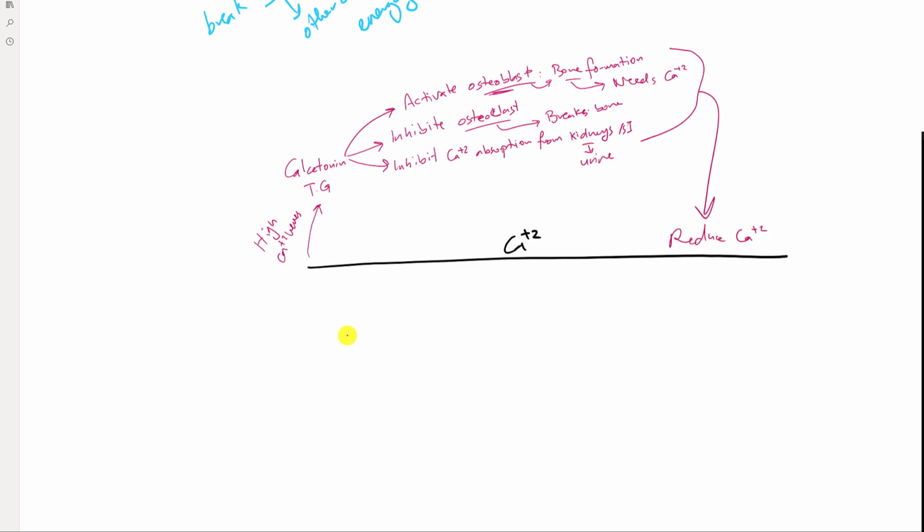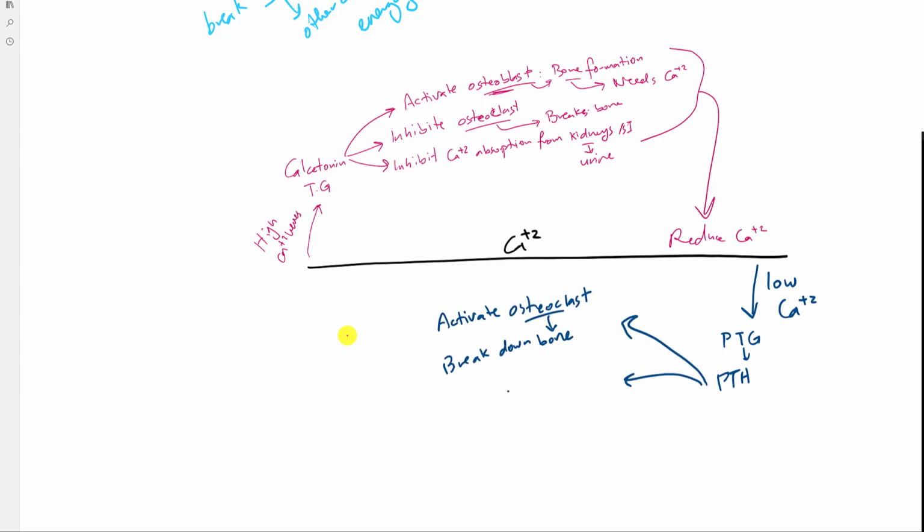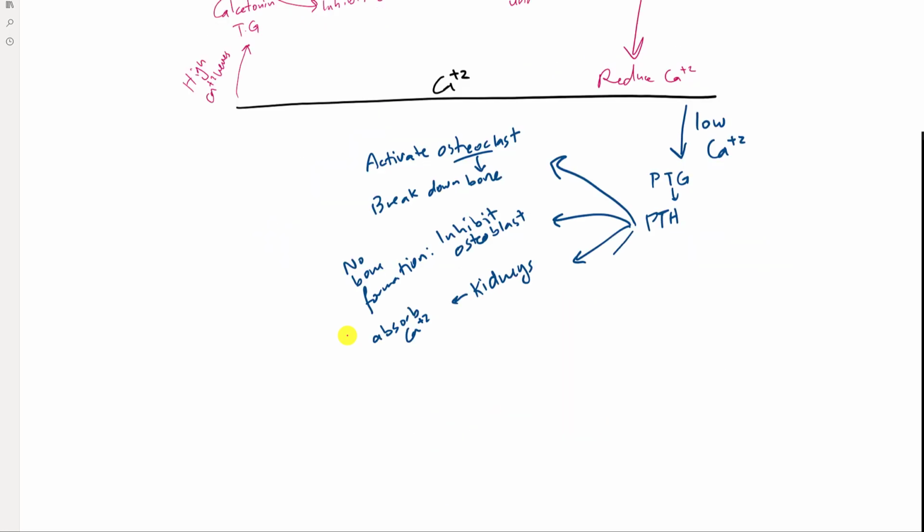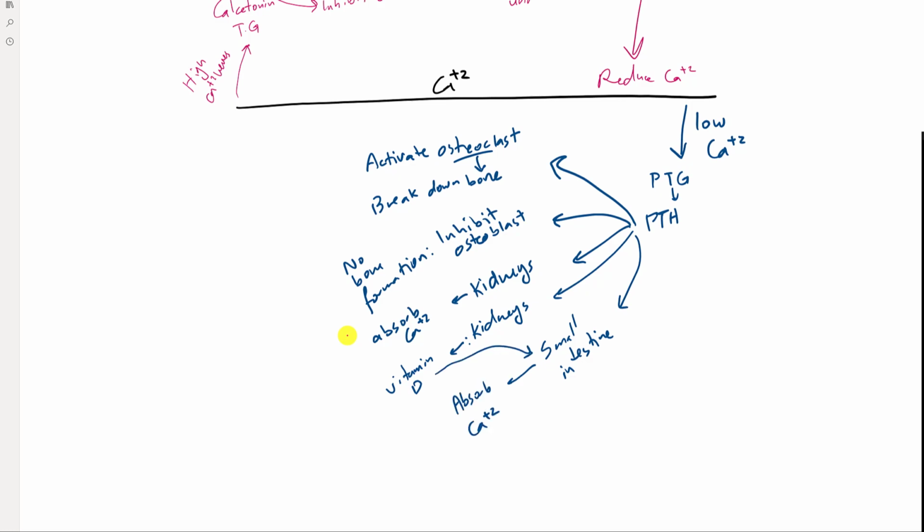Now, what about if we have low levels of calcium? In this case, the parathyroid hormone is secreted from the parathyroid gland, and the parathyroid hormone almost will do the opposite of the calcitonin. First one, activate osteoclasts, break down bone, inhibit osteoblasts, so no bone formation. Ask the kidneys to absorb calcium. Also ask kidneys to release vitamin D. Ask the small intestine to absorb calcium. The vitamin D will target the small intestine and promote calcium absorption. So collectively this would restore calcium levels.